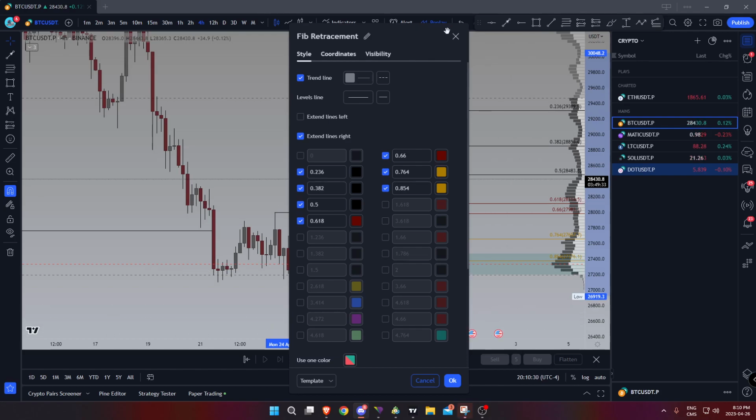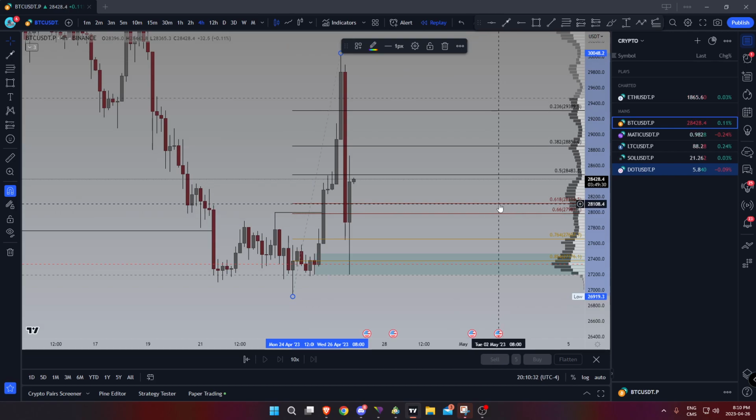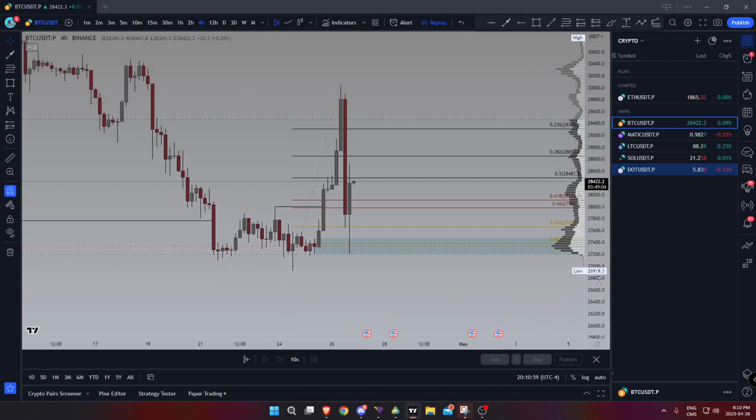So yeah, the red zone is my golden ratio, which is the 0.618 and 0.66 or 0.65, depending on where you learn it. It's called the golden pocket, or the golden ratio, or golden zone. And the 0.764 and the 0.854 are based on the Elliott wave retracement area.